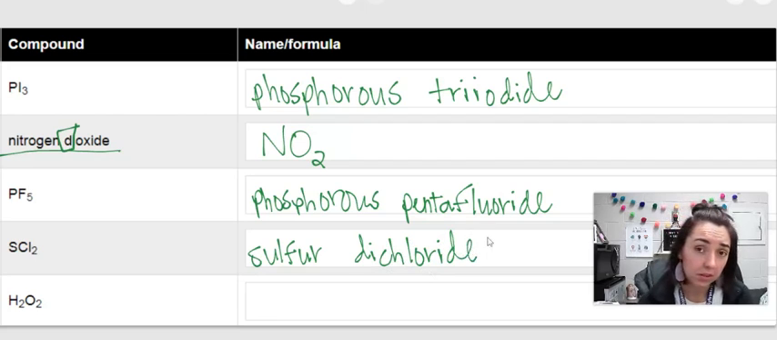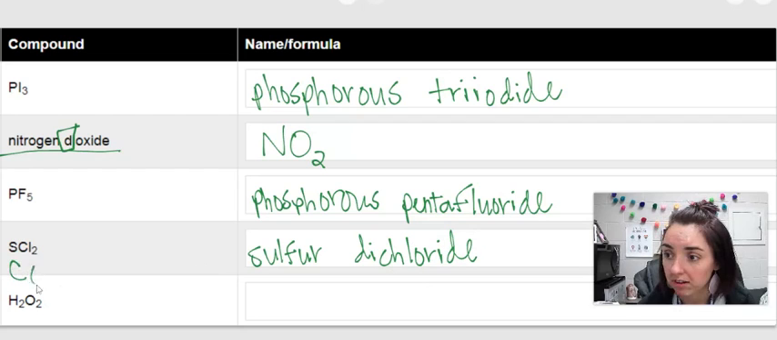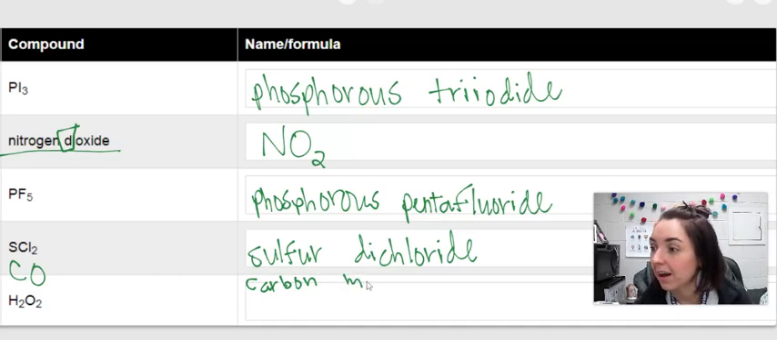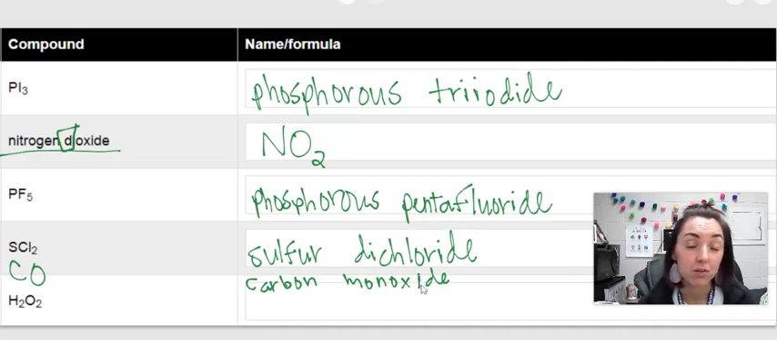Now, that only-one rule, I'm going to shove one in right here so I can show you an example. That only applies to the first element. If there's only one of the second element, we still have to give it the prefix. So this is carbon. There's only one oxygen. Monoxide. We use that mono prefix. So the first element only gets a prefix if there's more than one. The second element always gets a prefix, even if there's only one. So always remember that.